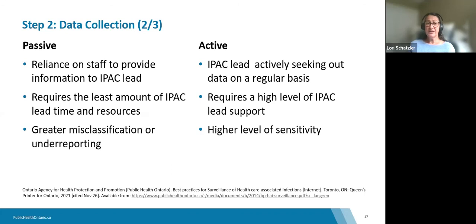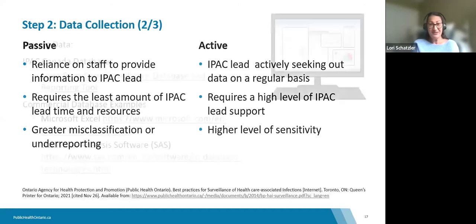So active data collection is really important, that you're actively going out and seeking that information on a daily basis. It does require a high level of IPAC lead support, but you'll get a greater level of sensitivity for the data that you're collating. And you're probably going to be doing a combination of both because you can't be everywhere at every place and time 24 hours a day.